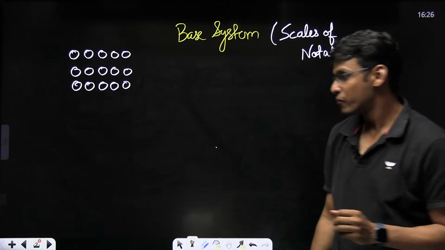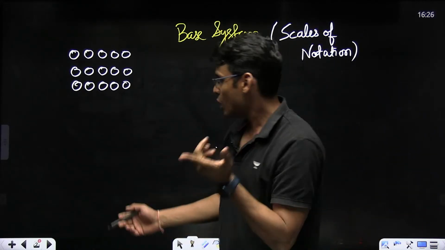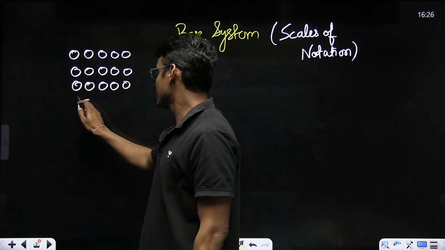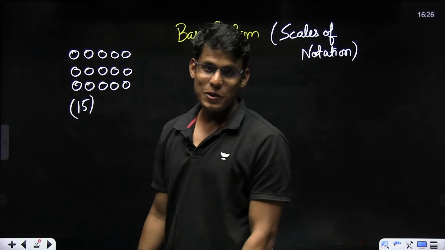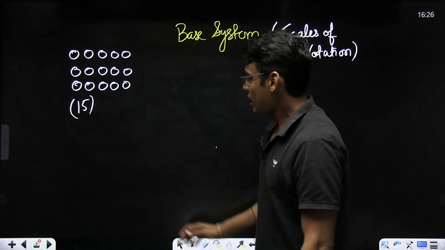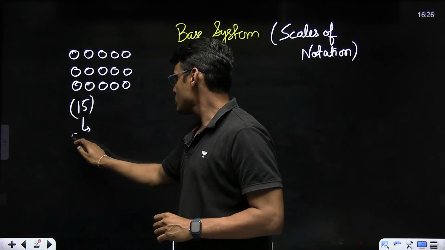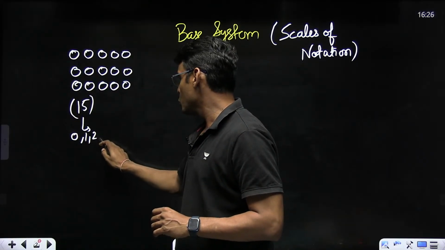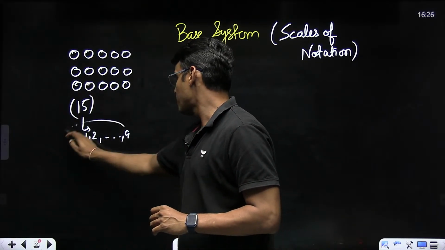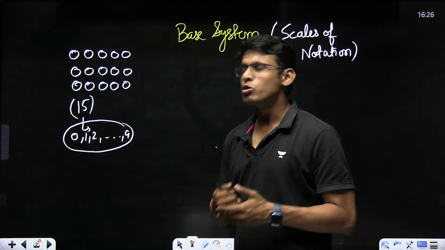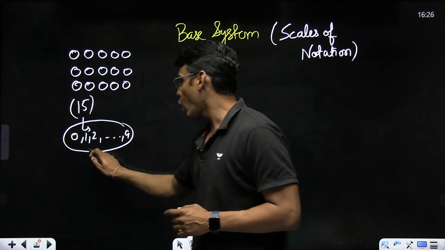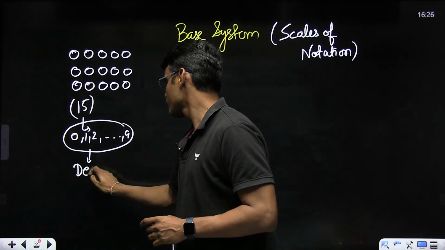Yes, perfect. Now, you are writing it as 15. But why are you writing 15? Because you know that you can use the digits from 0 to 9. Now 0 to 9 are 10 digits, so we call it a decimal system.